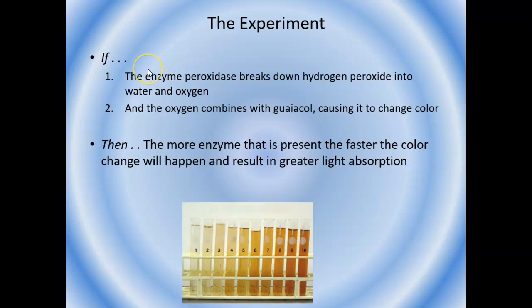What that means as far as our experiment is that if the enzyme peroxidase breaks down hydrogen peroxide into water and oxygen, and the oxygen combines with guaiacol, causing it to change color, then the more enzyme that's present, the faster the color change will happen. This results in greater light absorption, right? So we get less light going through.